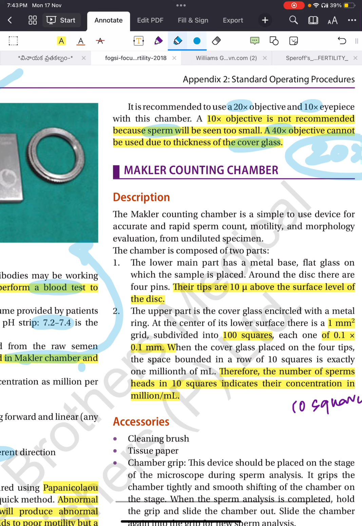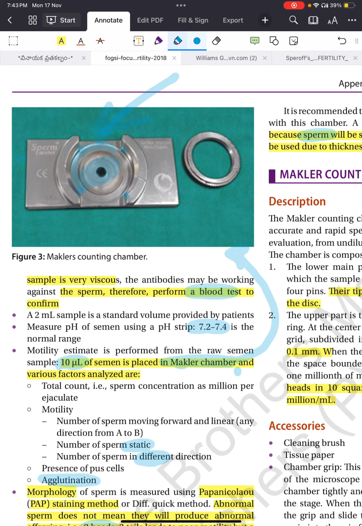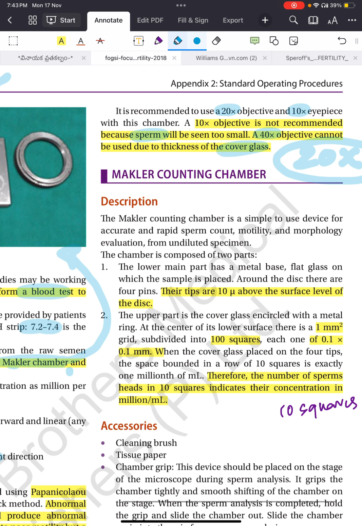The upper part is a cover glass encircled with a metal ring. At the center of its lower part, there is a square grid subdivided into 100 squares. Each square is about 0.1 mm. When the cover slide is placed on the four tips, the space bounded in a row of 10 squares is exactly 1 millionth of a ml. Understood?